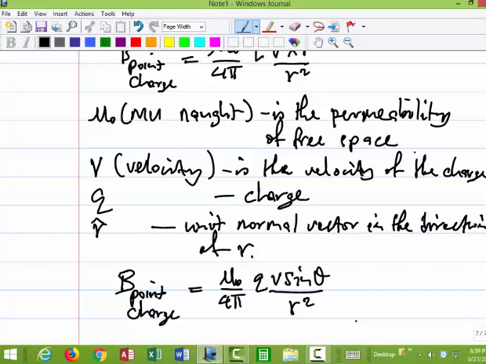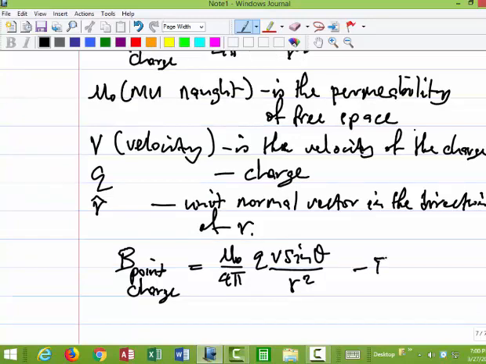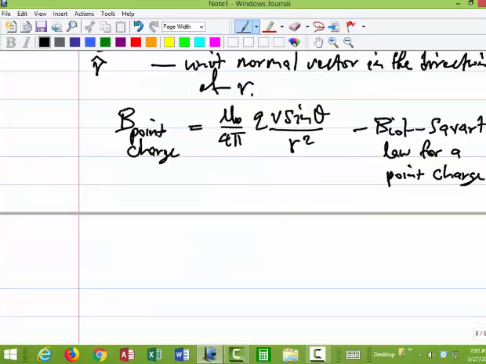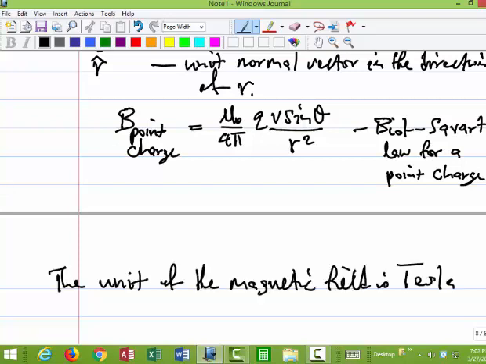I just have v sine theta, and I'm dividing by r squared, which is the distance from the charge to the point where B is being evaluated or being found. So this equation is the Biot-Savart law for a charge. That's the law for a point charge, and we've already said the magnetic field is a vector. The unit is Tesla, and the letter for that is T.